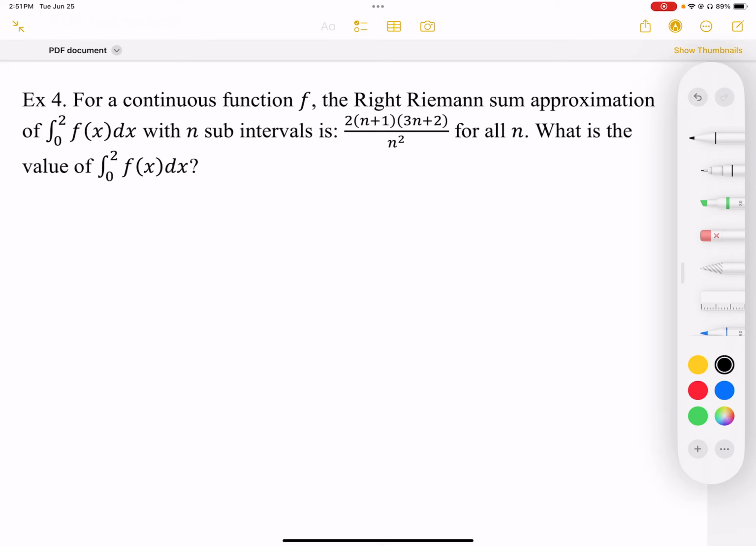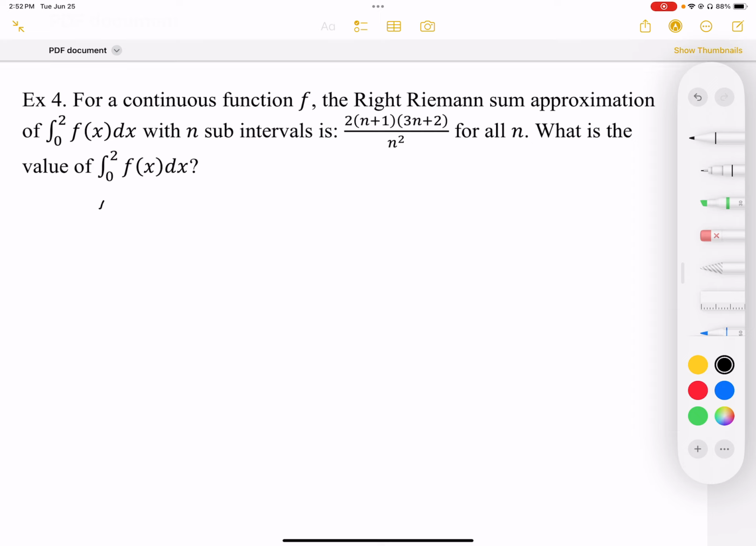For example 4, it says that we have a continuous function f, and the right Riemann sum approximation for the integral from 0 to 2 of f of x dx with n subintervals is this expression, 2 times n plus 1 times 3n plus 2 over n squared for all n. So what is the value of the integral from 0 to 2 of f of x dx?